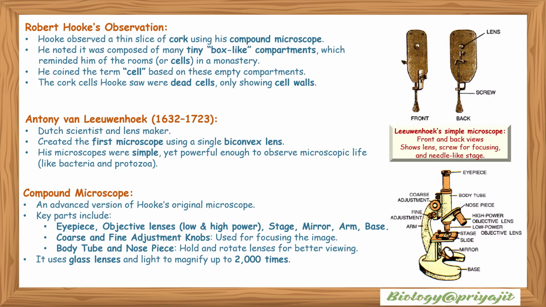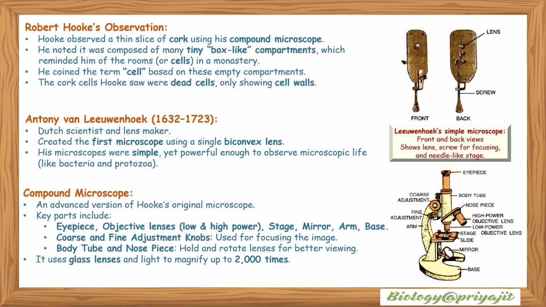Later, Antony van Leeuwenhoek, a Dutch scientist and lens maker, created the first microscope using a single biconvex lens. His microscopes were simple yet powerful enough to observe microscopic life like bacteria and protozoa.